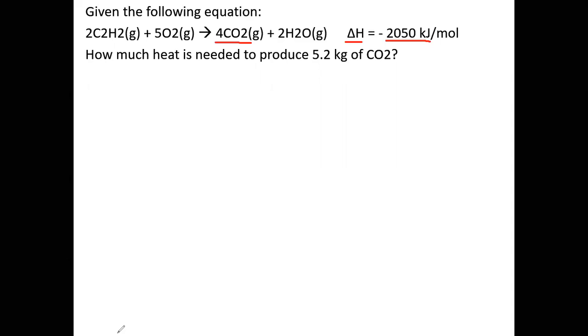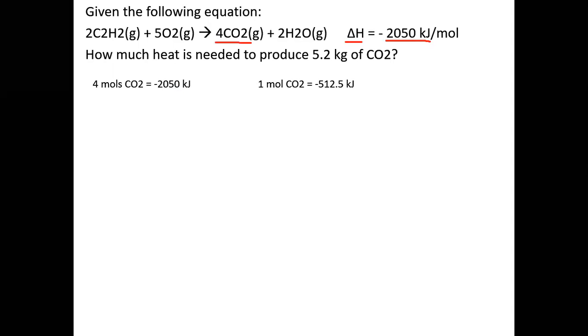And so the first step is we need to show that for every 4 moles of CO2 produced, we generate 2050 kilojoules of heat. So what we want to do is find out what this ratio is for 1 mole of CO2. And so we divide both sides by 4, and we get the amount of heat produced by 1 mole of CO2.